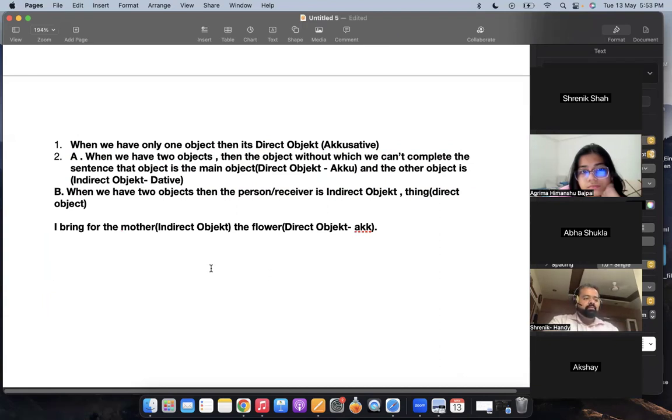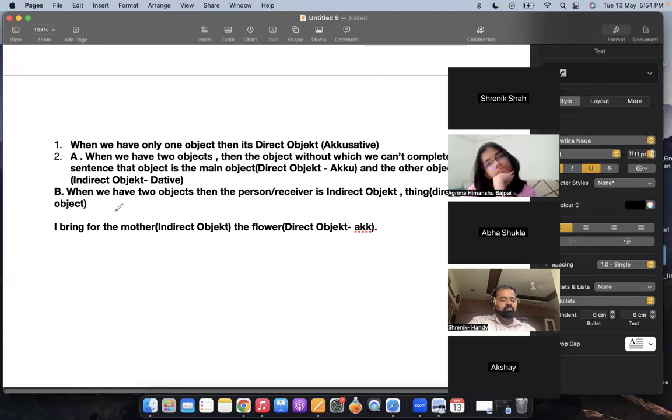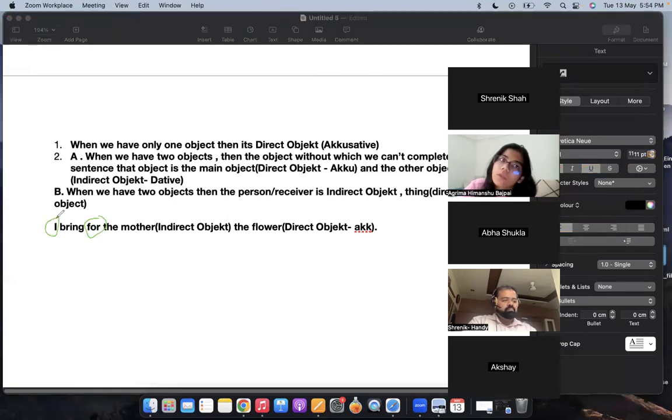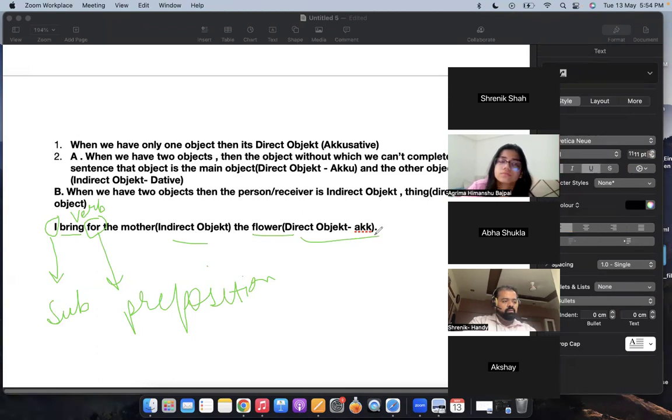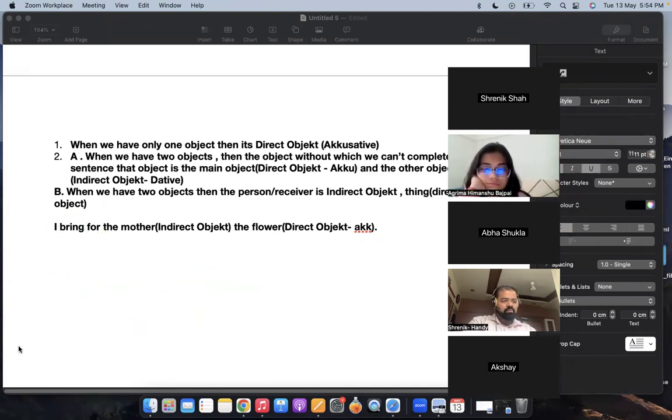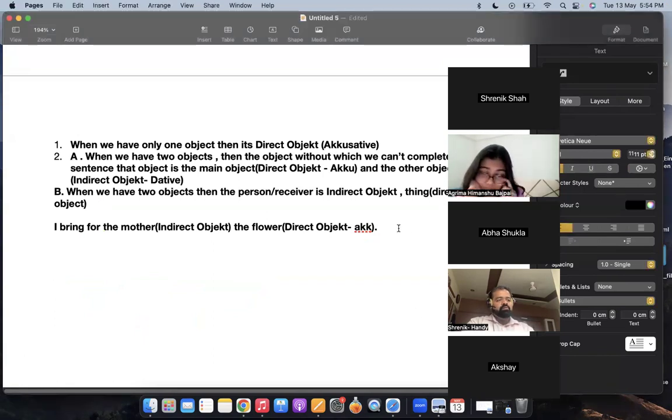Now I'm going to write the sentence in a different way, and then I will write it in German. In this sentence which I have written here, do you see I have used a preposition? What is I? I is the subject. What is bring? Bring is a verb. What is for? For is a preposition. What is mother? Mother is an indirect object and flower is a direct object. We understood everything in this sentence? Now I'm going to write another sentence, which is: I bring the mother the flower.